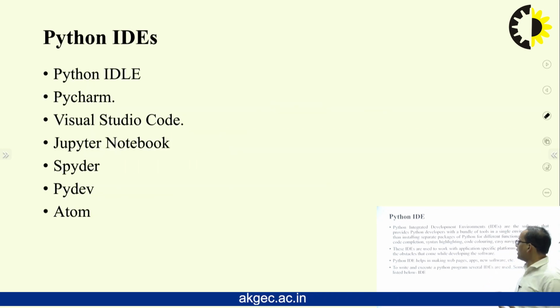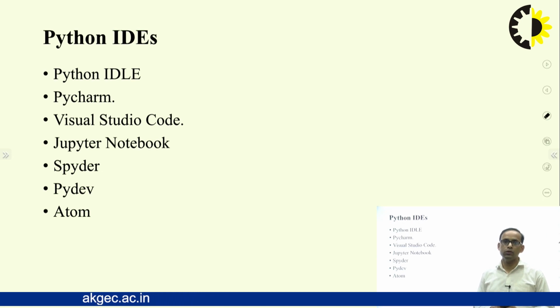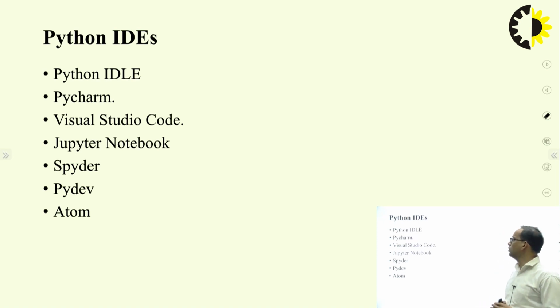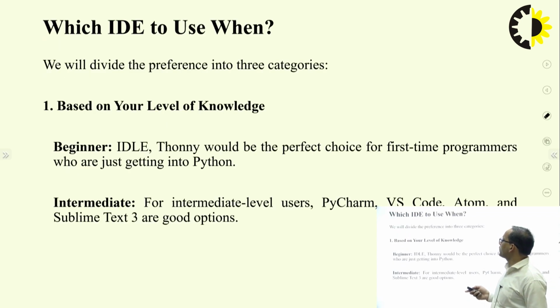Various types of IDE are used for developing Python related projects or programs: Python IDE, PyCharm, Visual Studio, Jupyter Notebook, Spyder, PyDev, and Atom. Apart from this, there are some other IDEs also, but these are generally most used when we develop a particular project or software in the Python programming language. So which IDE to use and when?